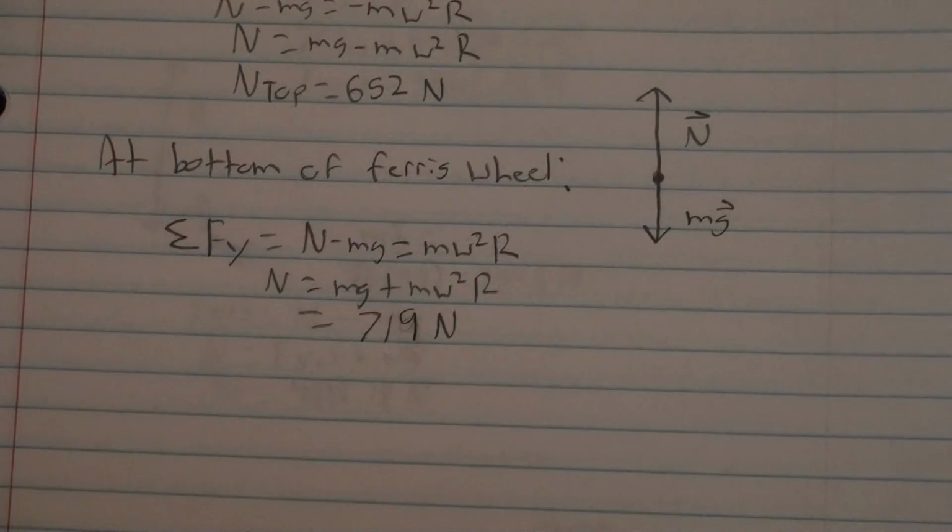So I use the formula here, which is the sum of the forces in the y direction is equal to n minus mg, which is equal to mw squared times the radius. And then I was able to use n is equal to mg plus mw squared times the radius. And after plugging my values in for that, I get that the apparent weight of the person at the bottom of the ride is 719 newtons, which is greater than his weight at the top of the ride, which we can accept as true.